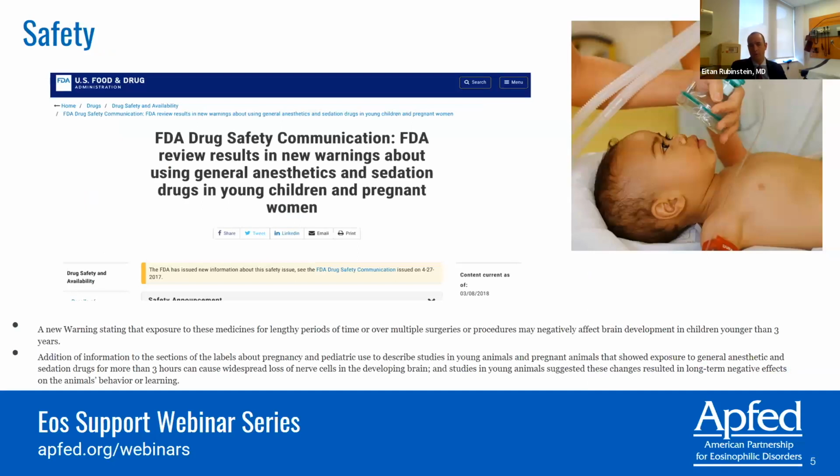Now, is this a problem? Well, the FDA issued a communication in 2017 warning that general anesthesia may negatively affect brain development in children under 3 years. Additionally, and this was based on animal studies, they reported that sedation and general anesthetic drugs for more than 3 hours could lead to nerve cell death in developing brains, leading to behavioral and learning issues.